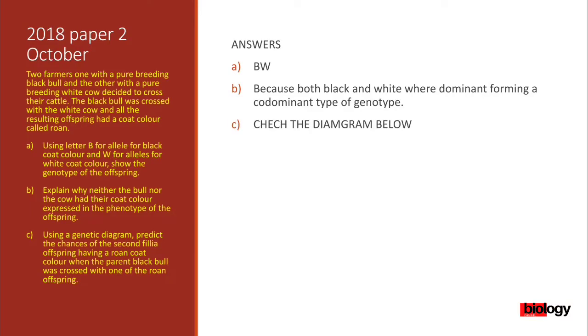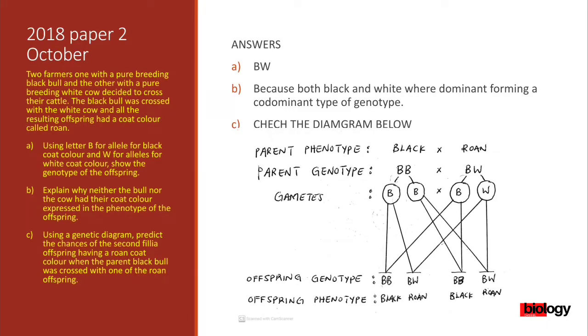I'm sure by now we know how to draw a genetic diagram. I hope you now know how to draw a genetic diagram. Let me show you the answer to this question. So this is the genetic diagram that we have. If you look at the genetic diagram, it starts with parent phenotype. In this case, we've got two parents, the parent black bull, and according to the first statement, it's a pure breed. That's why you are seeing two capital letter B's there, because black is dominant.